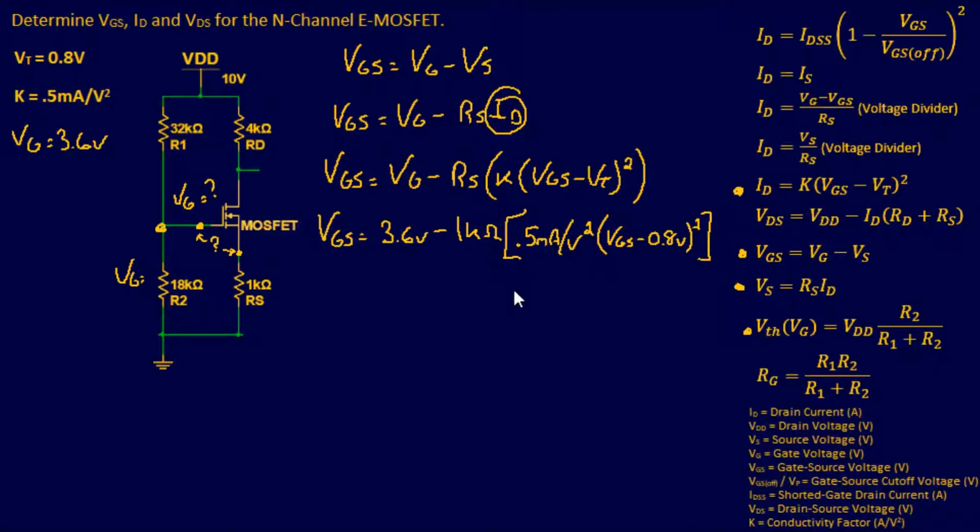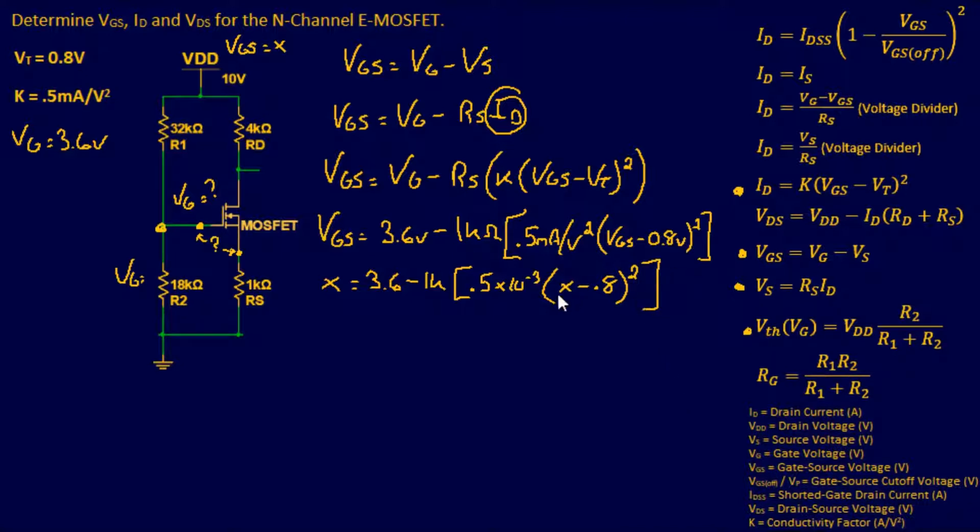So it's a lot of work here, but it's not too difficult once you start working into it. All right, and the same thing as last time, I want to switch our gate source voltage to X. So for right now, gate source voltage equals X. That way we can keep this clean. So X equals 3.6 minus 1K, close bracket, 0.5 times 10 to the negative 3. And then we're going to say X minus 0.8, close bracket, square, and close bracket.